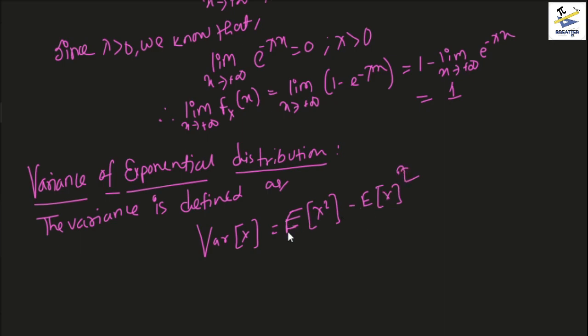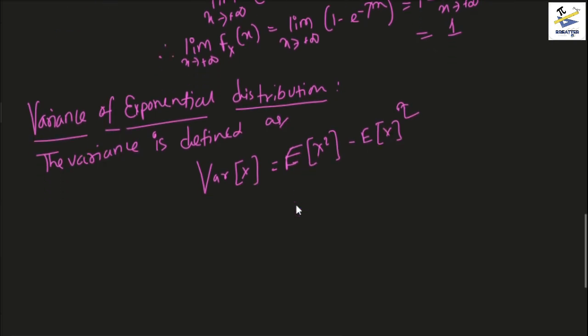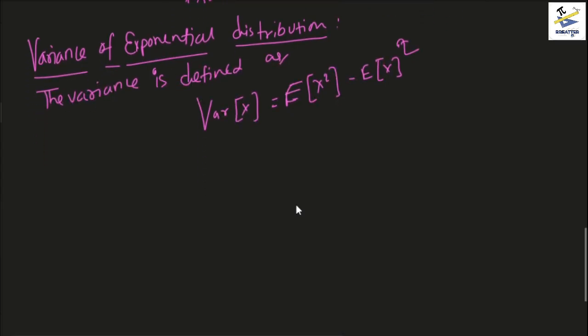So E of X square minus E of X whole square, that's the variance of the distribution. Now in order to find the variance for exponential distribution, we need to find first the second moment, right? So let us find the second moment.